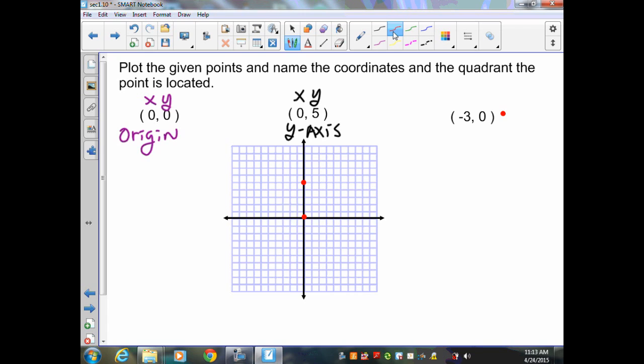The next example, a negative 3, 0. My x, my y-coordinate, and now when I graph that, I want to take my point, again, starting at the origin, move 3 units left, and then no units up or down. Again, I am not in a quadrant. I am on the x-axis. And when my y-coordinate is 0, I remain on the x-axis. Therefore, I can either be in a quadrant, on an axis, or at the intersection of the two axes called the origin.